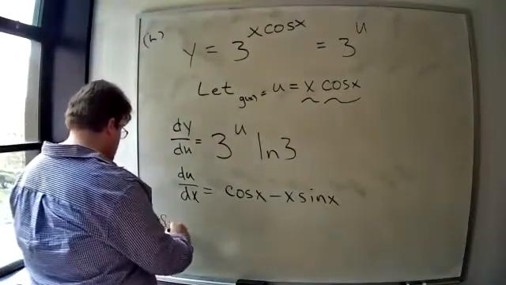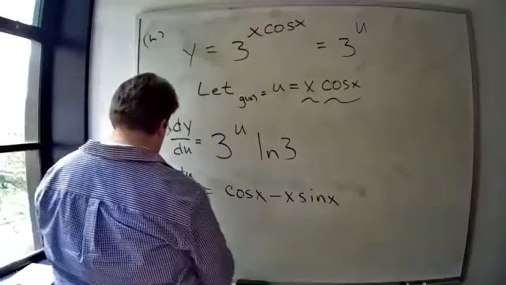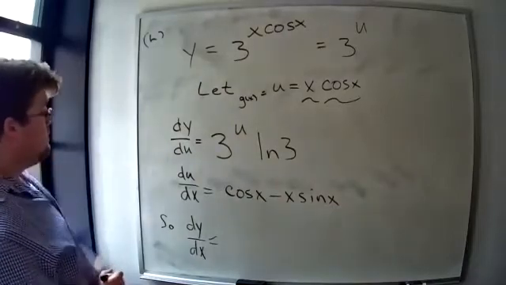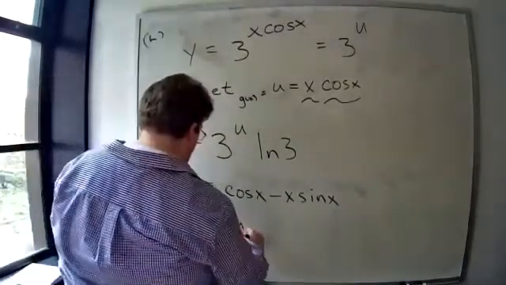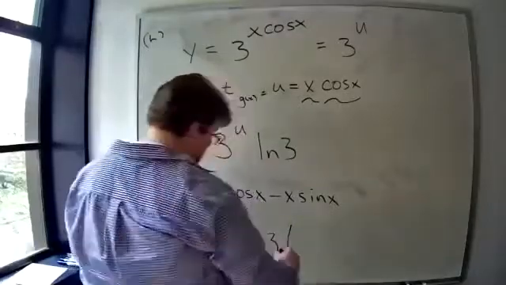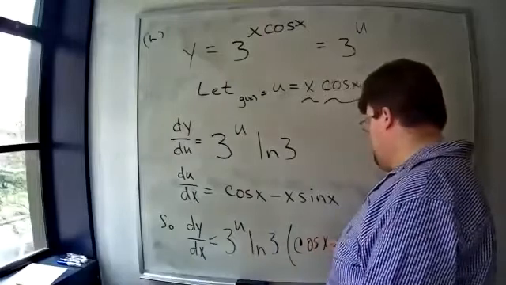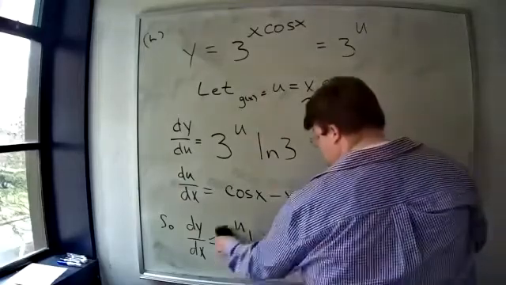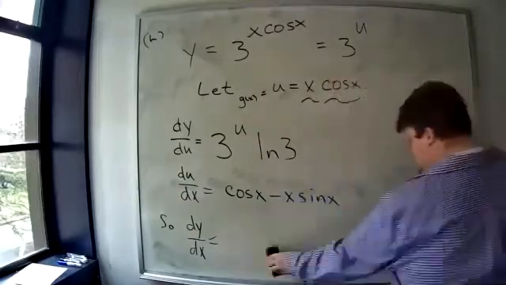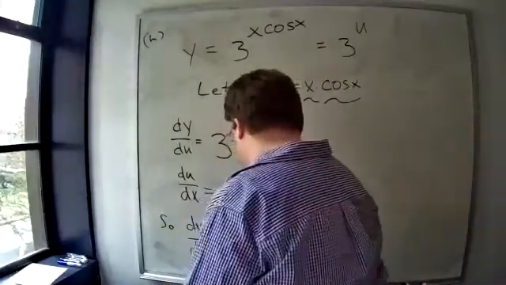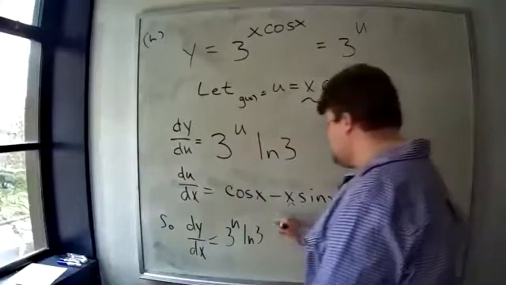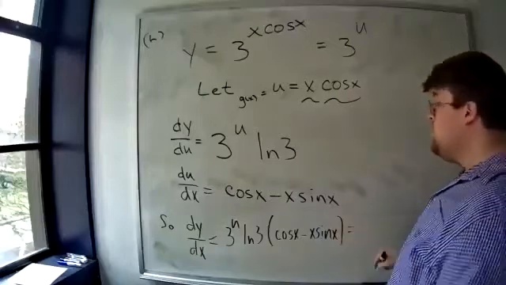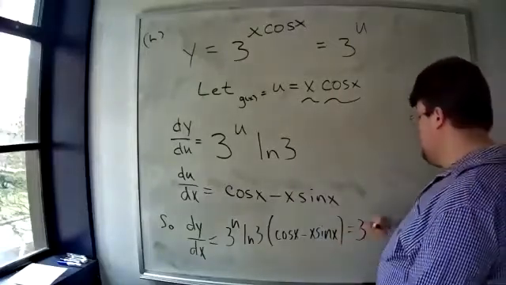So now, dy dx is the first thing times the second. I probably should have written that a little smaller because I'm going to have to write it again. So 3 to the u, natural log 3 times cosine x minus x sine x, and u equals x cosine x.